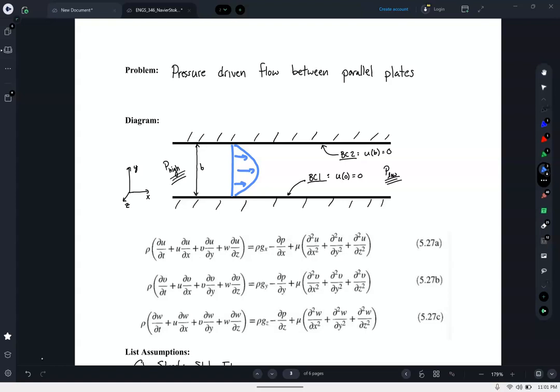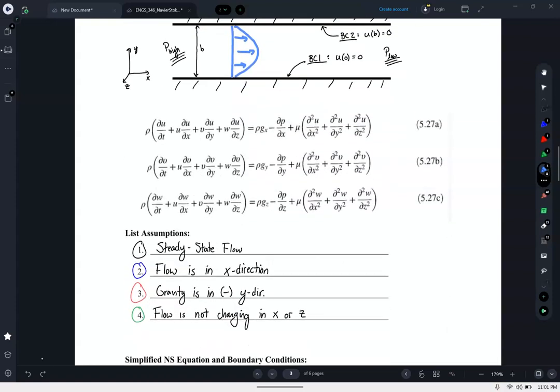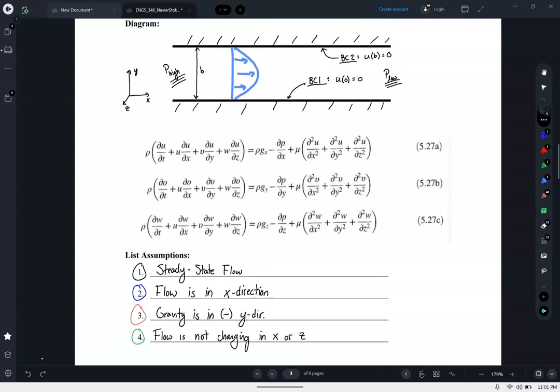Now what we're going to do is take the Navier-Stokes equations here, simplify them, and see what we can do. We're going to first describe everything that we know about the flow. We're going to use the same methods to cross out as many terms as we can in the Navier-Stokes equations so that we can turn it into an easy enough math problem that we can solve.